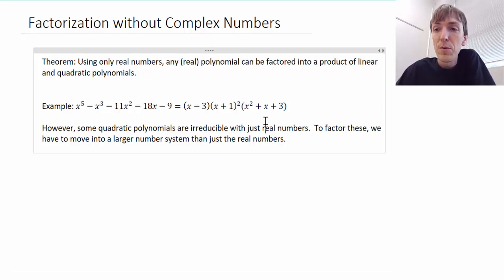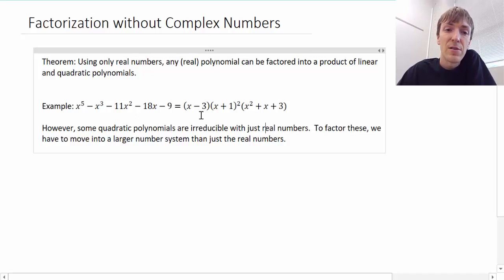Okay, so if I was counting roots, I would say that this has 2 real roots, x equals 3 and x equals minus 1, where that root x equals minus 1 has multiplicity 2. So you can watch the last video if what I said didn't quite make sense.